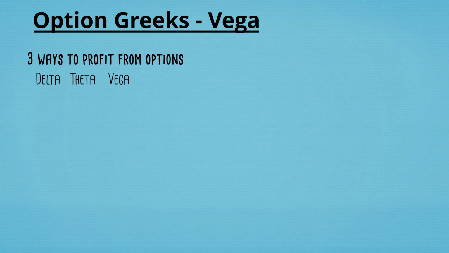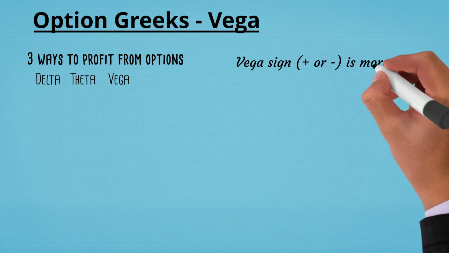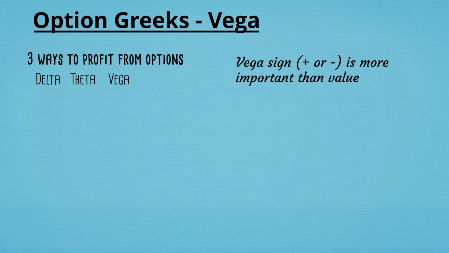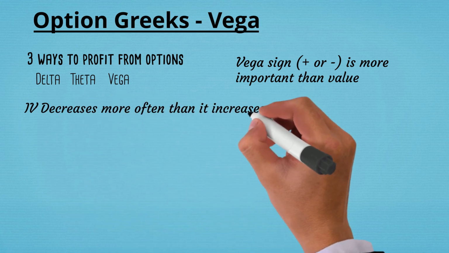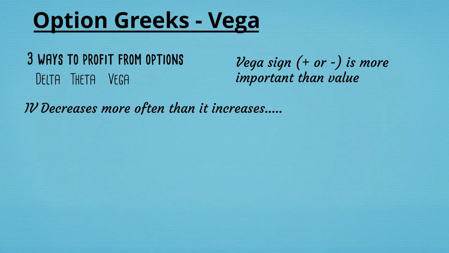So you're probably asking yourself now, well, then what's the point of even knowing what Vega is? Well, I'm glad you asked. The most important thing to know about Vega is not the actual number, but if you are positive or negative Vega, both on an individual trade and your overall portfolio. And here's why. As a general rule, the implied volatility of the market decreases more often than it increases. And that's why I'm primarily a seller of options.